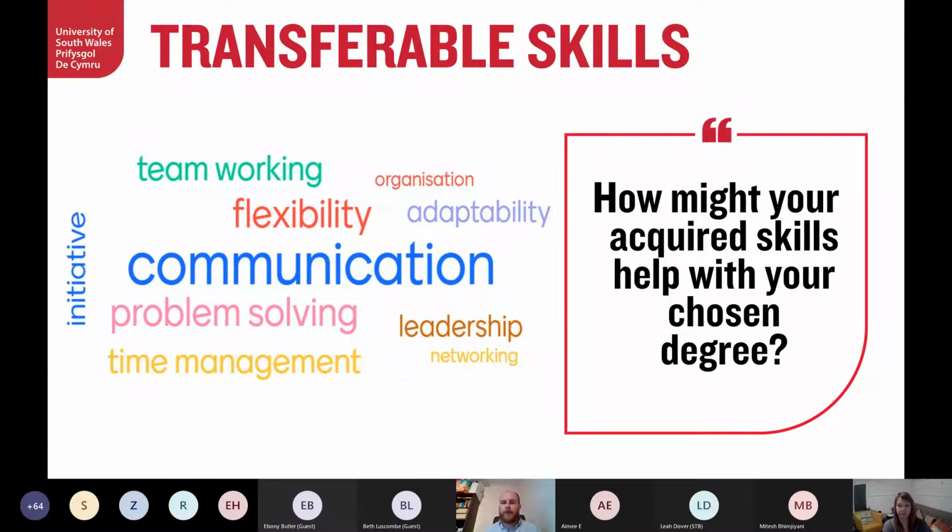So these often are skills that are considered very important to employability across a range of courses, and also from employers.